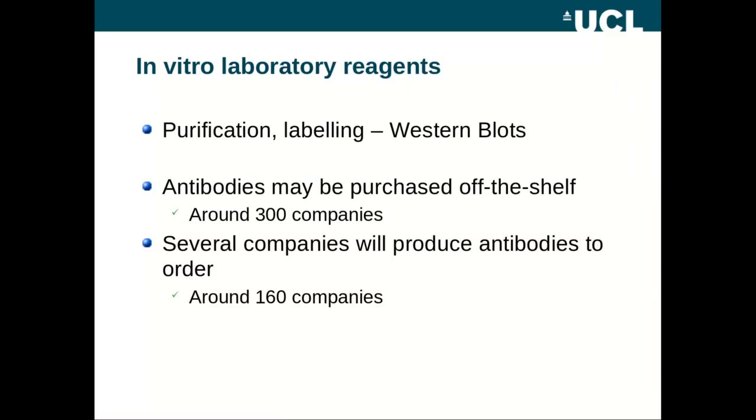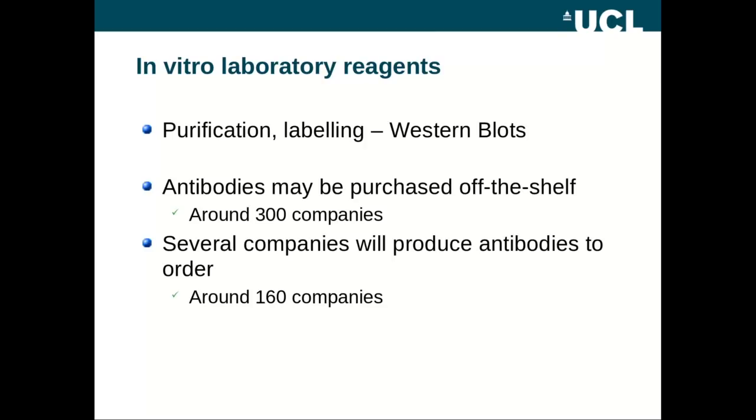So let's just look at a few examples of these sorts of things, many of which you'll be aware of already. So they can be used for purification. As I said, you put the antibody on a column, you run your mixture of proteins down the column, protein of interest will stick, you wash off everything else, and then you elute your protein of interest. They can be used for labelling in things like Western blots and ELISAs.